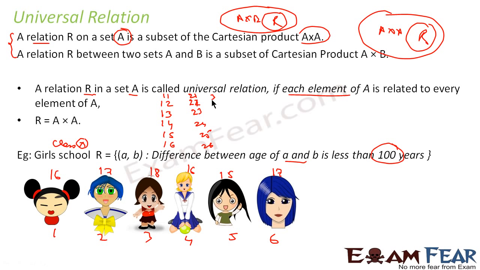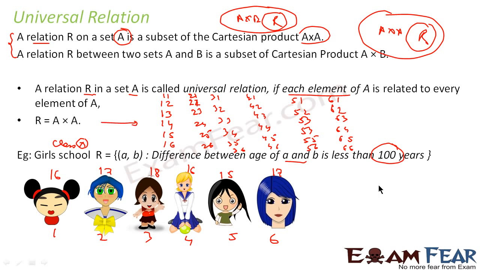Similarly 3 1, 3 2, 3 3, 3 4, 3 5, 3 6, 4 1, 4 2, 4 3, 4 4, 4 5, 4 6. Similarly 5 1, 5 2, 5 3, 5 4, 5 5 and 5 6. And with 6 lady, I'll get the pairing with 1 first, 6 with second, 6 with third, 6 with fourth, fifth, and 6 with sixth. So I have this many values I'll get. This complete set is nothing but A cross A.